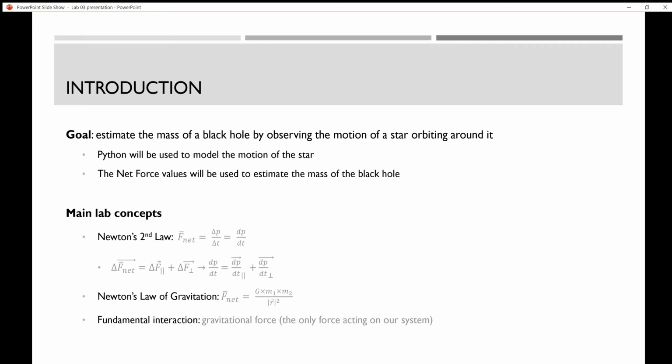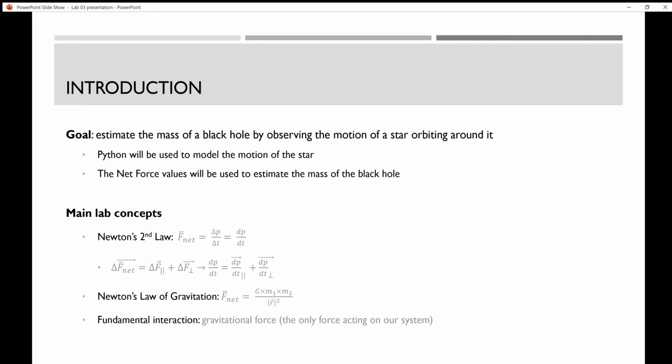The main concepts of this lab are Newton's second law, specifically how it relates to parallel and perpendicular motion, and Newton's law of gravitation. From Newton's second law, we can see that it defines the net force as the change in momentum over the change in time, and it can also be assumed that the resultant vector of net force is equal to the sum of its parallel and perpendicular F-net components. We can also see that dp/dt is equal to dp/dt parallel plus dp/dt perpendicular.